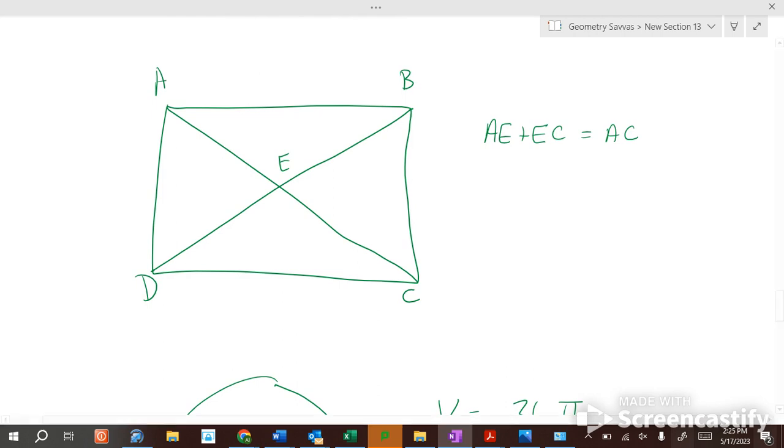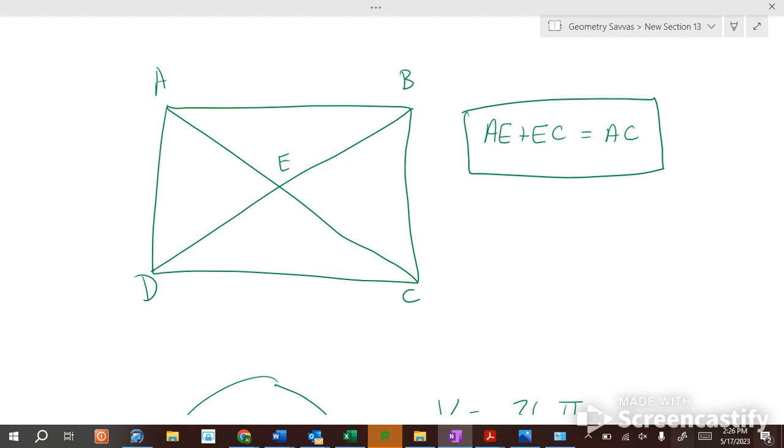This is a rectangle. What do we know about all rectangles? That their diagonals are congruent. Okay. Also, the diagonals are going to bisect each other. But besides the diagonals bisecting each other, we can say that AE plus EC equals AC.